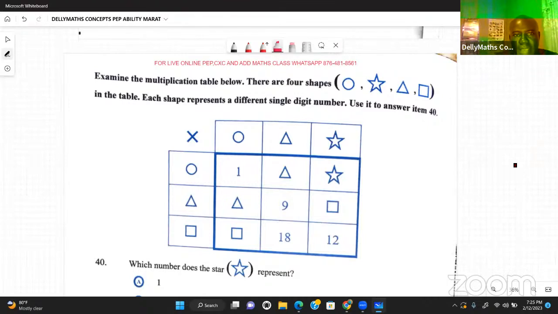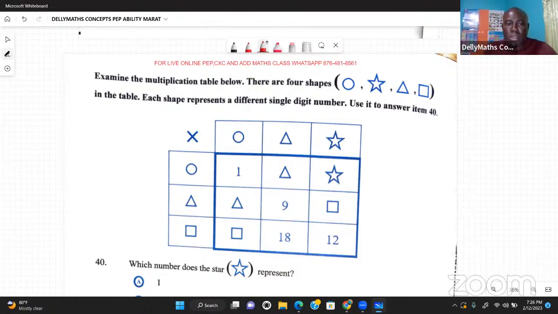It says here, examine the multiplication table below. There are 4 shapes. There is a circle, there is a star, there is a triangle, there is a square in each table. Now, each shape represents a different single digit. So there is no doubling up of digits here. Use it to answer item 40. Now, this is a multiplication table. I am suggesting that you think about how a multiplication table works. The numbers at the side multiply with the one in the column to give something beside it.